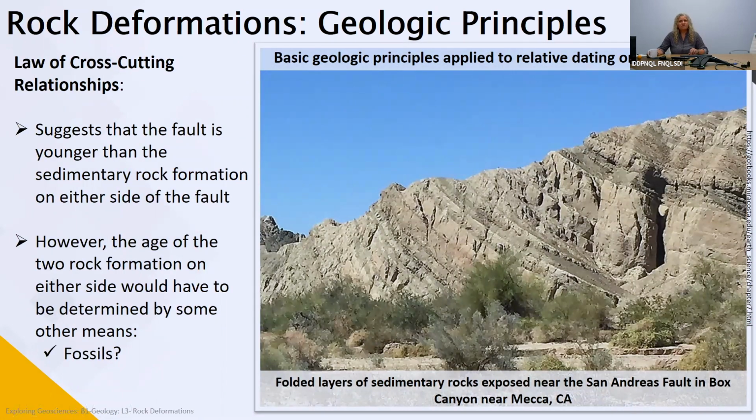Here we see bedding, which is subvertical. So we see that the fault is younger than the sedimentary rock formation on either side of the fault. And the age of the two rock formations on either side would have to be determined by some other means, like fossils. So if we are in the field and we're able to recognize some of these fossils, we would be able to determine an age. If not, it would be ongoing work in the lab, on the samples.